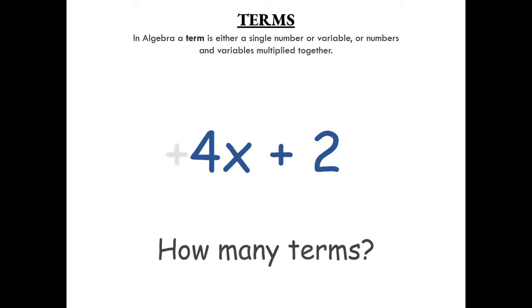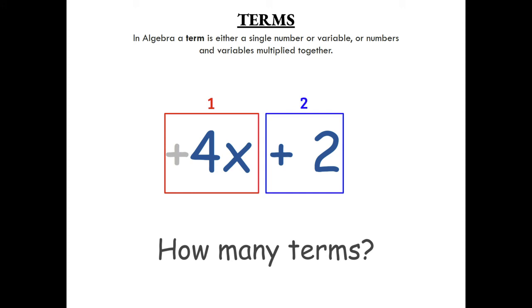We have one term is the 4x, right? Because that's a number and a variable multiplied together. So that's 4x. That's one term. And the second term is a positive 2. Those are your 2 terms.